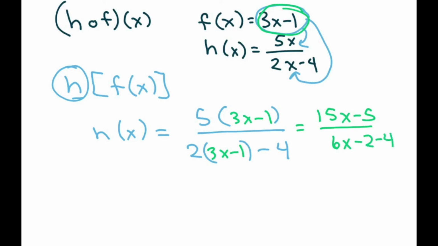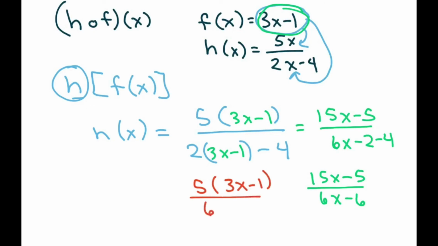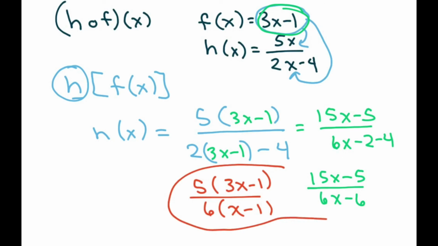So we get 15x minus 5 over 6x minus 6. And if I use my highest common factor, factor out a 5, you get 3x minus 1. And in the denominator, I factor out a 6, get x minus 1. I don't know if that helps, but either way, both of these would be the correct answer. And that's all.